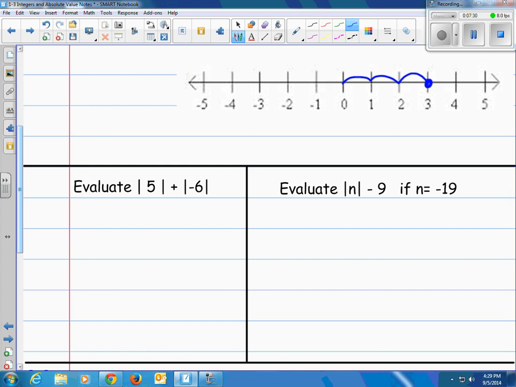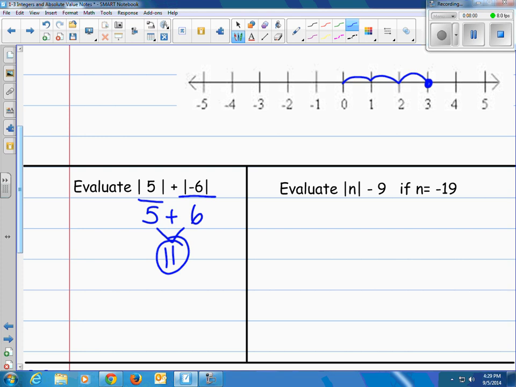This first one, we have the absolute value of 5 plus the absolute value of -6. We treat it just like parentheses. We do this one first, then do this one second, and then we add them together. So what's the absolute value of 5? Well, the absolute value of 5 is 5, because it's 5 away from 0. What's the absolute value of -6? That's 6. It's 6 units away from 0. Now, once we've got that answer, notice the absolute values are gone. We just add them up. It's 11. That's the answer.